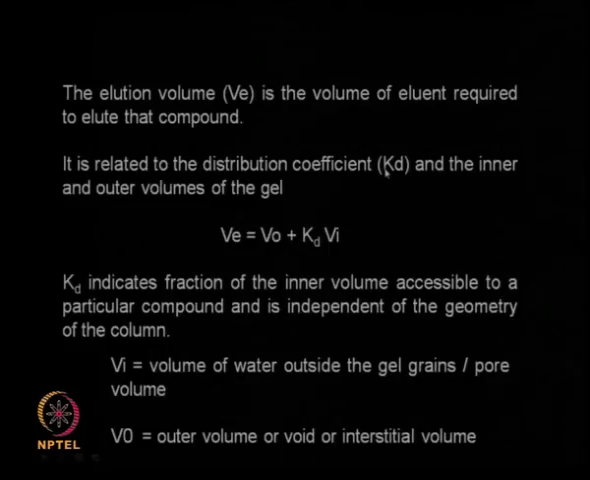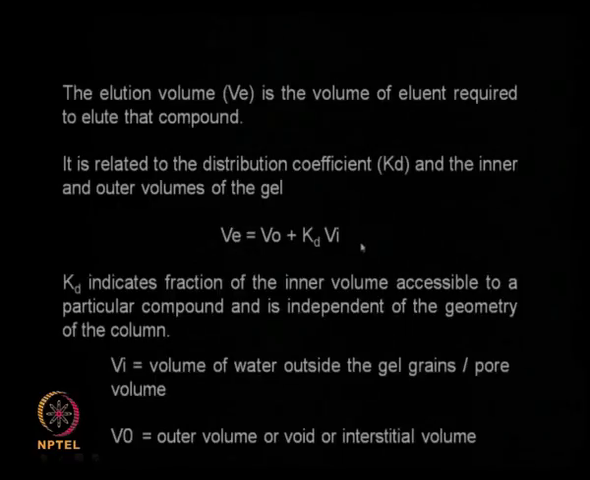Kd is something like a distribution coefficient, that means distribution between the inner volume and the outer volume. Kd indicates the fraction of the inner volume accessible to a particular compound. So Kd depends upon the geometry of the column, it depends upon the geometry of the packing and so on actually. So Kd can be large, Kd can be small, Kd can be 0, Kd can be 1 and so on. Depending upon that my left hand side varies, that is the elution volume.